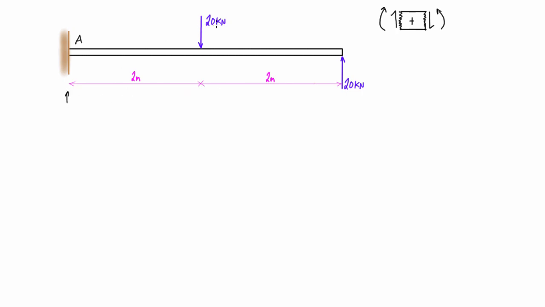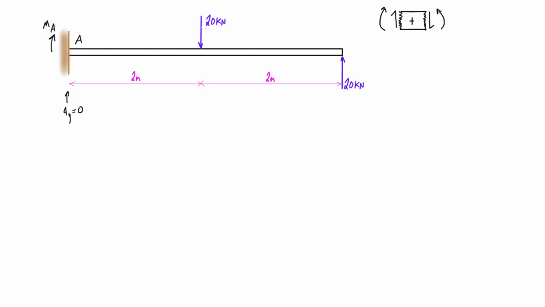So what we need to do first is figure out what the reaction is here at A. If you do the sum of forces in the y direction, 20 down, 20 up, we actually have 0 kilonewtons here for what we would call AY. That's going to be equal to 0. There's no reaction force in the vertical direction.